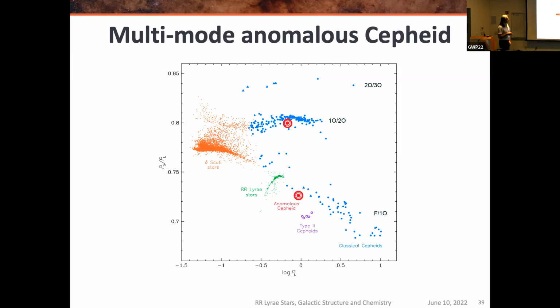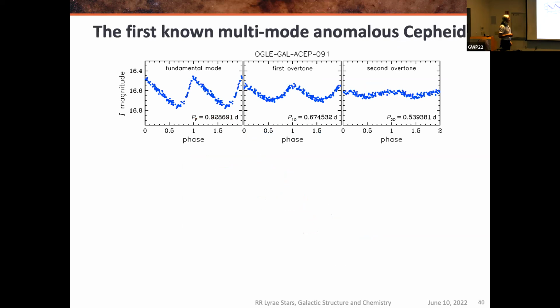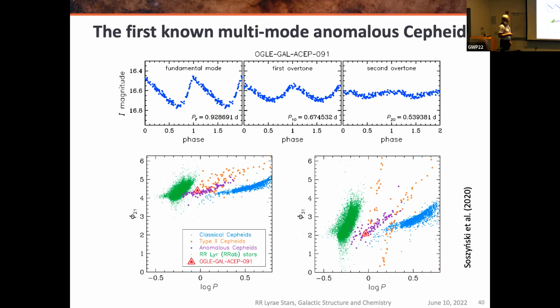Because this is the triple mode pulsator. The first one, multi-mode anomalous Cepheid, and these are the disentangled light curves of the same star of 3 modes of the star. We are convinced that this is an anomalous Cepheid because the Fourier parameters are located exactly on the sequence for anomalous Cepheids here. And that's it.